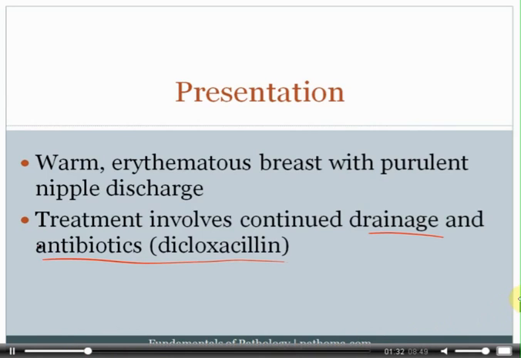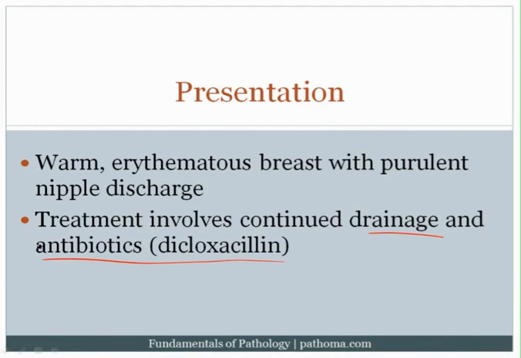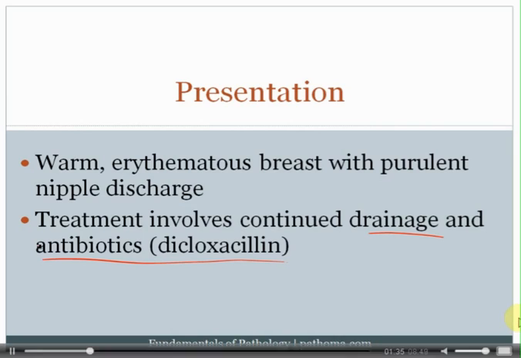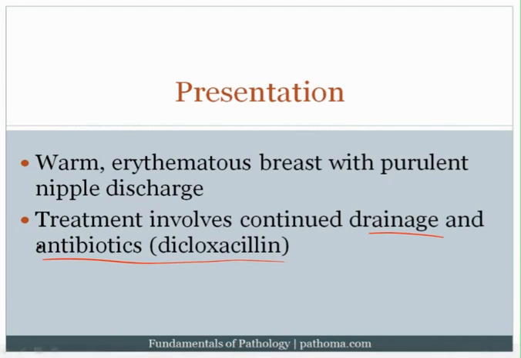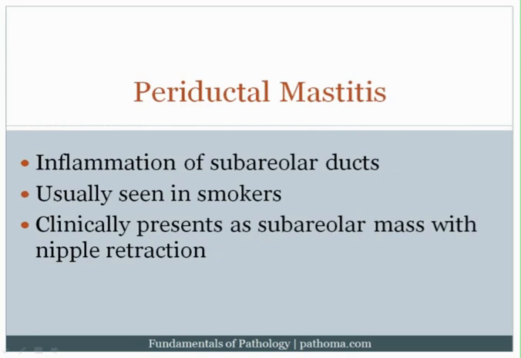Important to note that this particular disorder can progress to formation of an abscess, a walled off area of inflammation, and so that could then result in a mass. So in some patients with this type of presentation, you may also feel a little bit of a mass, and of course that would be due to an abscess. The next disorder is periductal mastitis, and this is inflammation of the subareolar ducts.